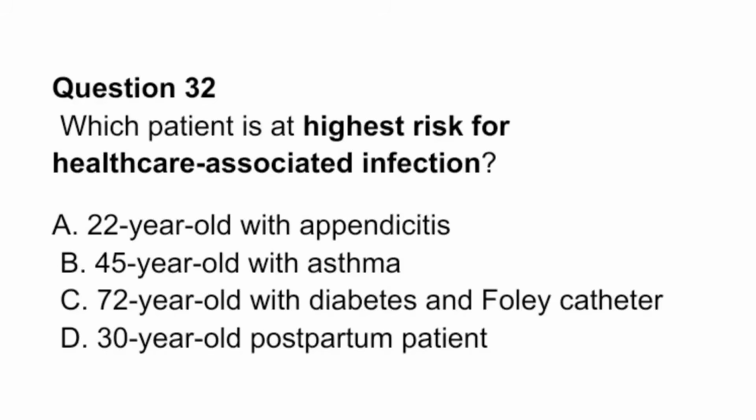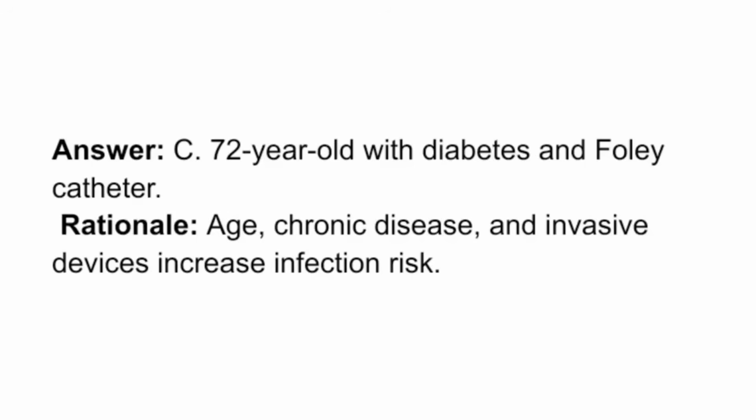Question 32. Which patient is at highest risk for healthcare-associated infection? A. 22-year-old with appendicitis. B. 45-year-old with asthma. C. 72-year-old with diabetes and Foley catheter. D. 30-year-old postpartum patient. Answer: C. 72-year-old with diabetes and Foley catheter. Rationale: age, chronic disease, and invasive devices increase infection risk.